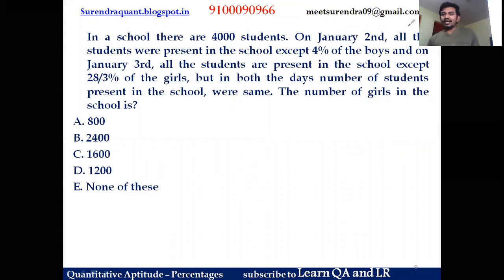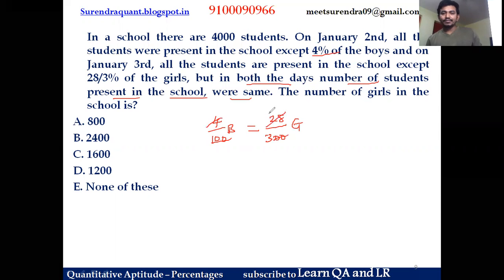I am going to solve this directly. Let's see. 4% of the boys are absent, and 28 by 3%, percent means per 100, right? Of girls are absent. Again, there is a statement. In both days, number of students present in the school were same. If number of students present are same, number of students absent are also the same. Equate it. So 200 gets cancelled.